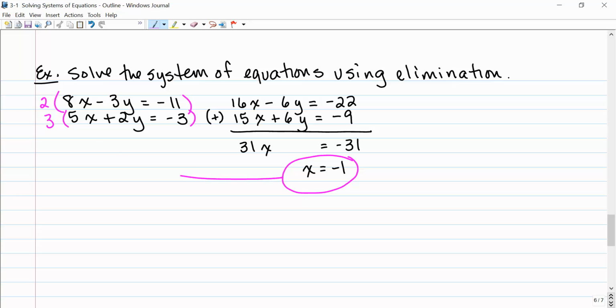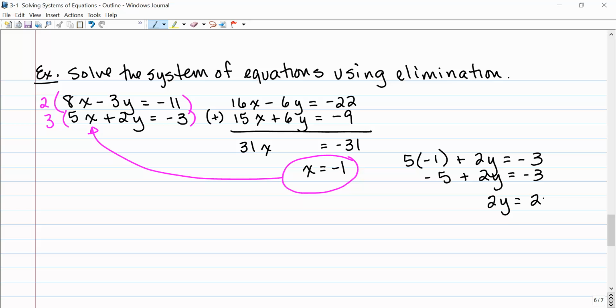Maybe I'll take my second one here, substitute negative 1 in for x. So I have 5 times negative 1 plus 2y equals negative 3, or negative 5 plus 2y equals negative 3, and adding 5 to both sides gives me 2y equals 2, or y is equal to 1. So my final answer is the ordered pair (negative 1, 1). And again, remember that means that that's the ordered pair that makes both of those equations true, and you can check by plugging in.